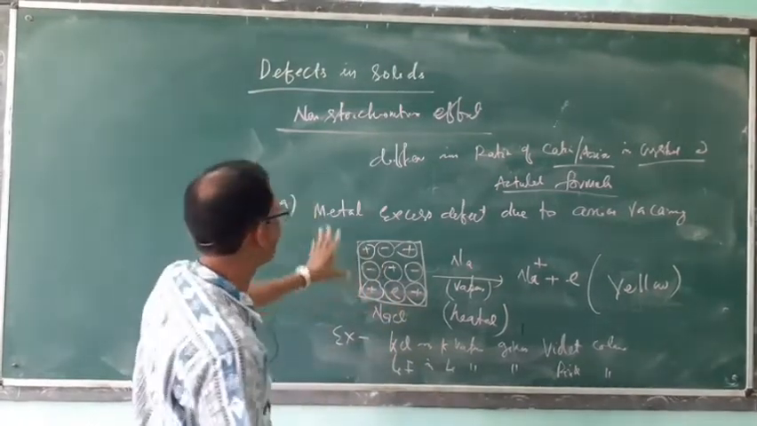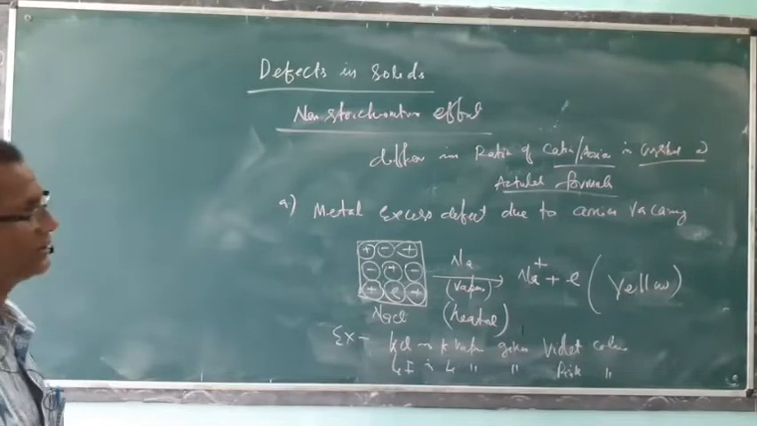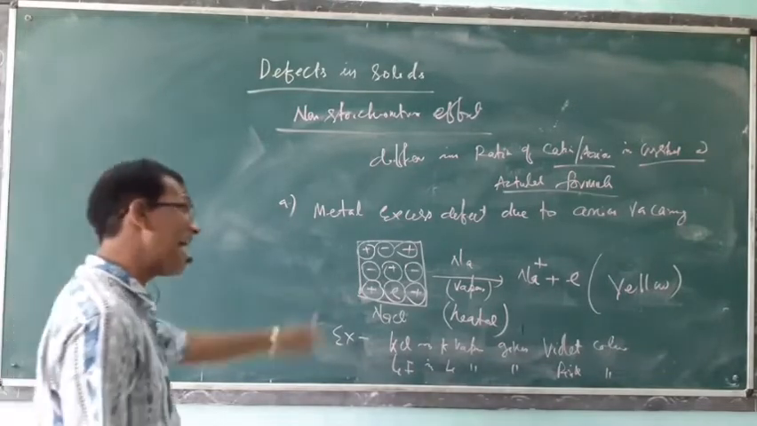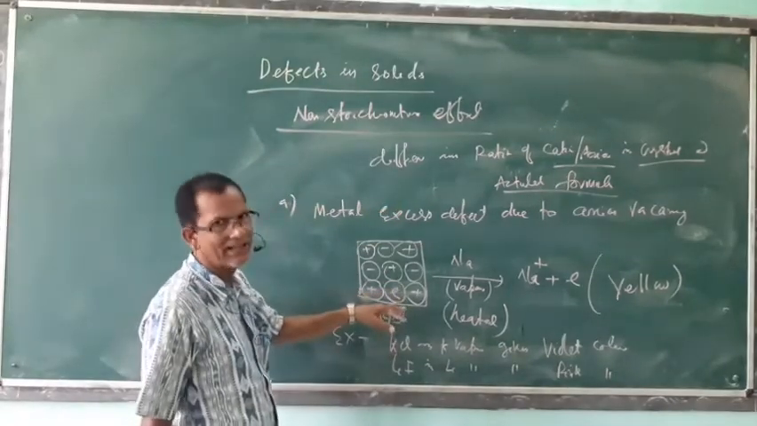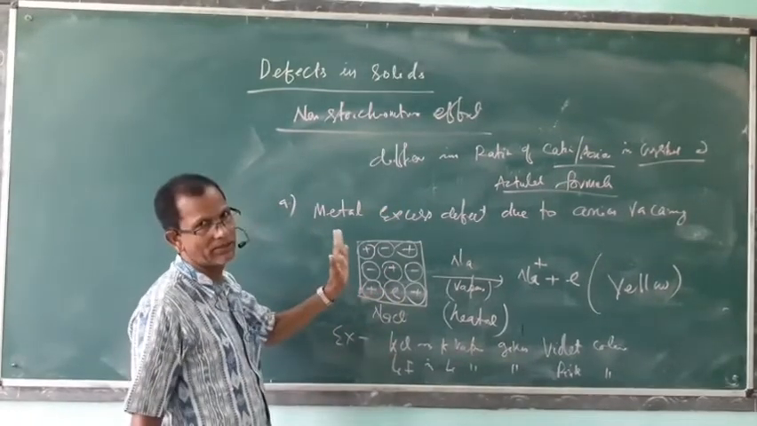And this type of defect is called metal excess defect due to anion vacancy. Here the anion is missing, and that place is occupied by an electron. This is the main point.